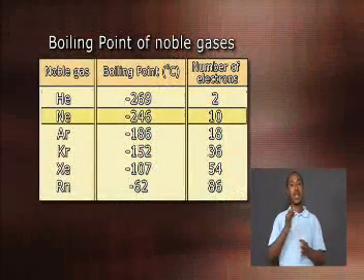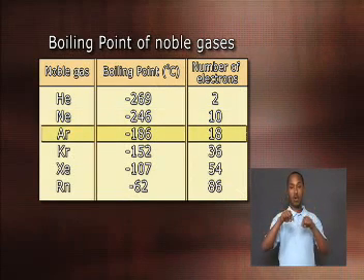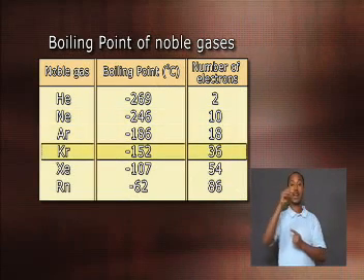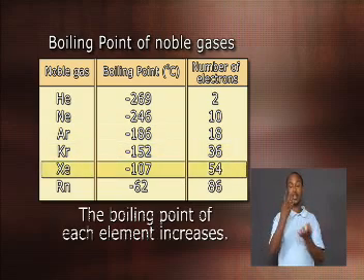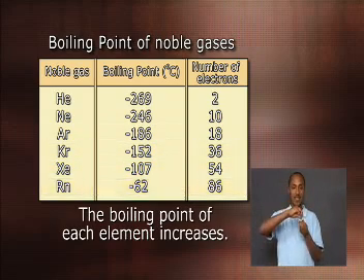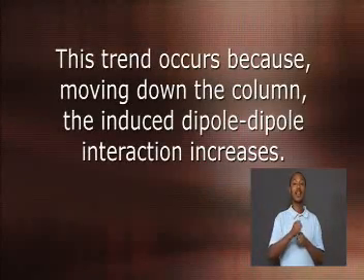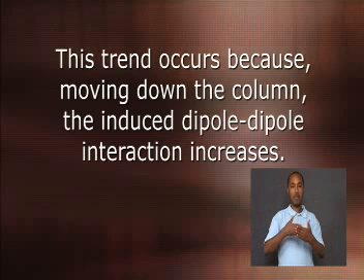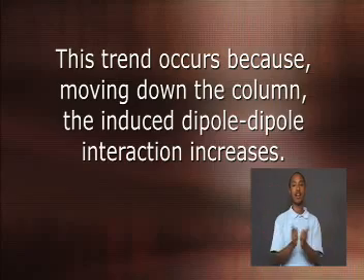If you look down the column of noble gases, you can see that the boiling point of each element increases. This trend occurs because moving down the column, the induced dipole-dipole interaction increases. If you correctly answered that, you are doing very well.